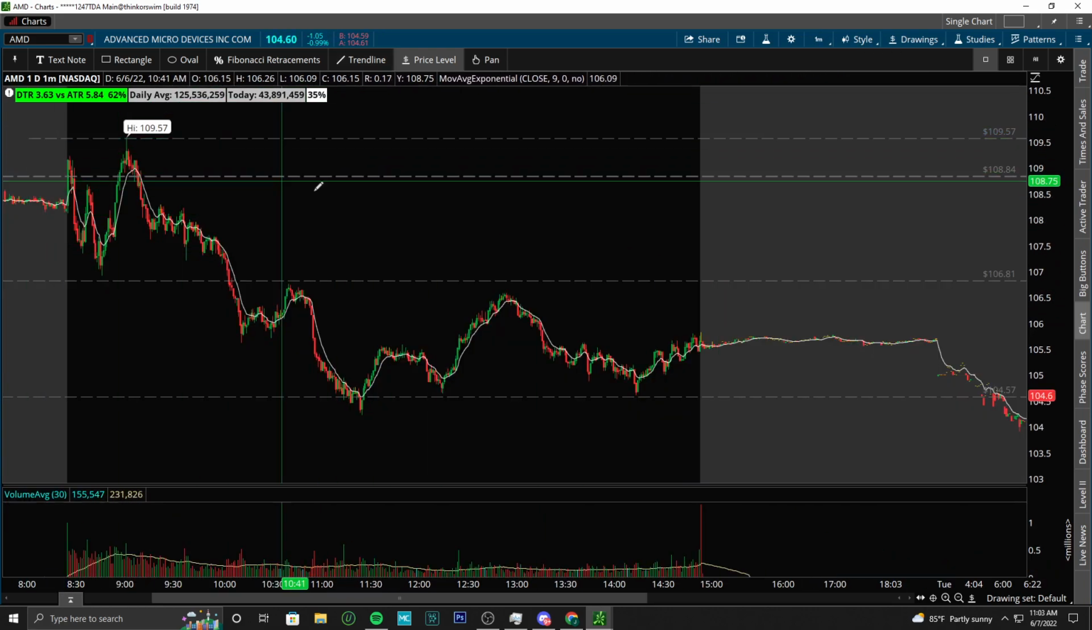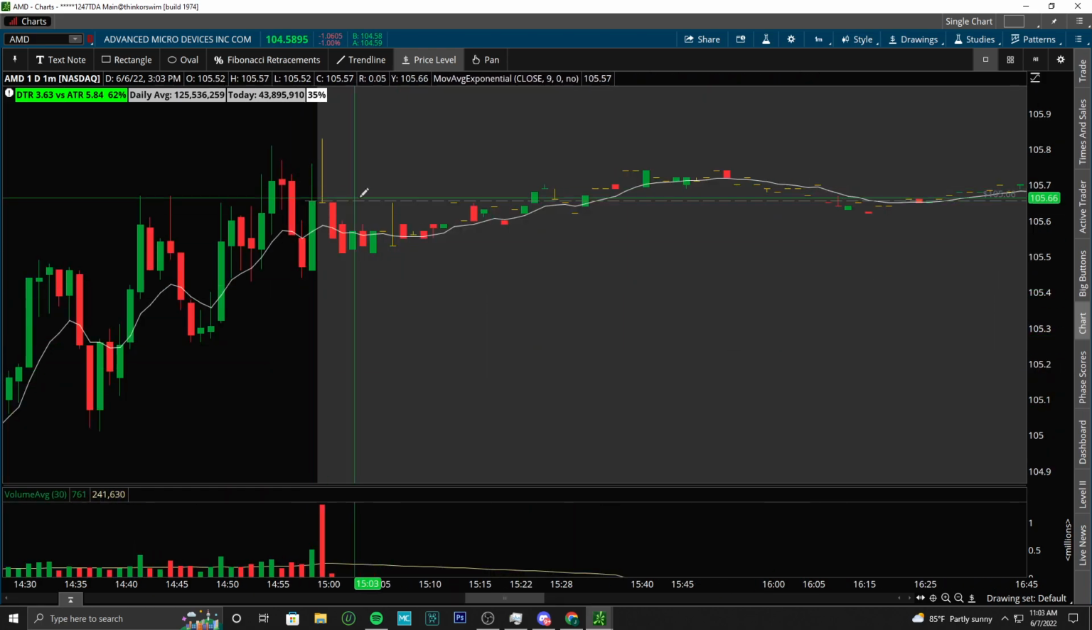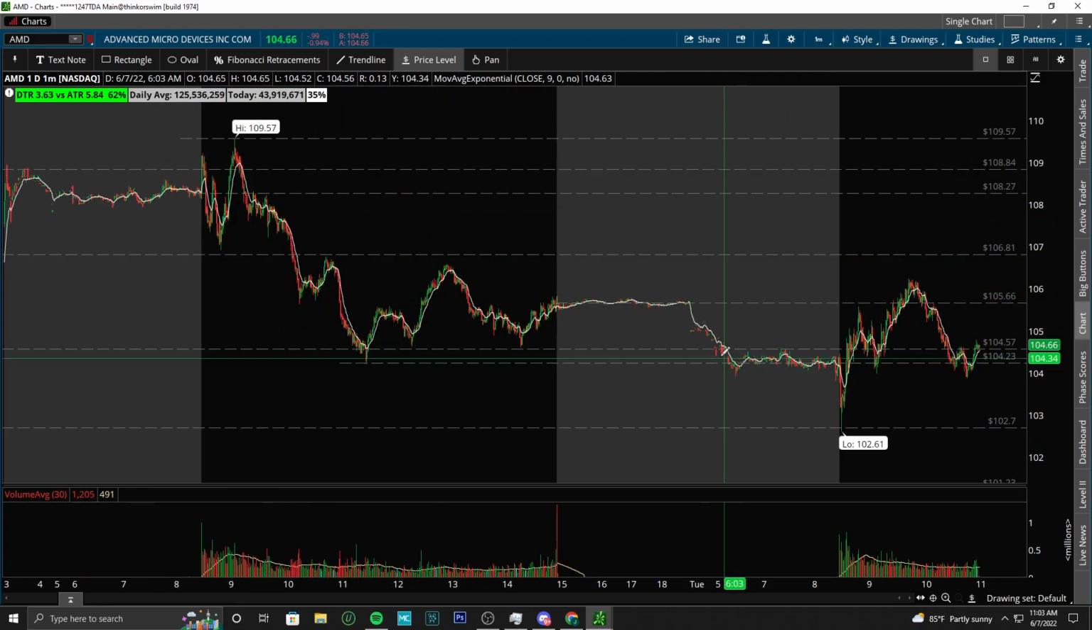So let's grab our previous day high, previous day low, zoom in, get my previous day close, zoom out, zoom in, get my previous day open. These are two really good pivot points, your previous day open, your previous day close. So those are all my previous day levels I want to grab.